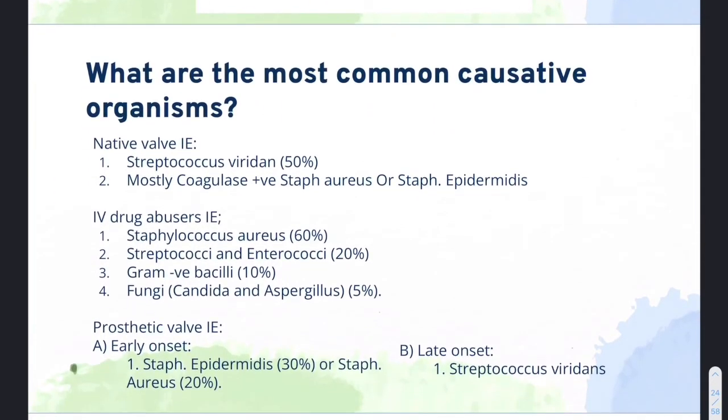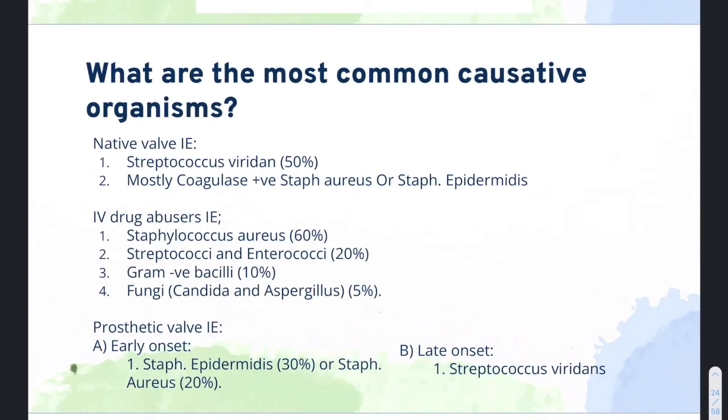What are the most common causative organisms? For a native valve, infective endocarditis most commonly would be because of Streptococcus viridans. Second, because of coagulase positive Staph aureus or Staph epidermidis. IV drug users most commonly Staph aureus. Then it might be because of streptococci or enterococci, gram negative bacilli, and fungi.